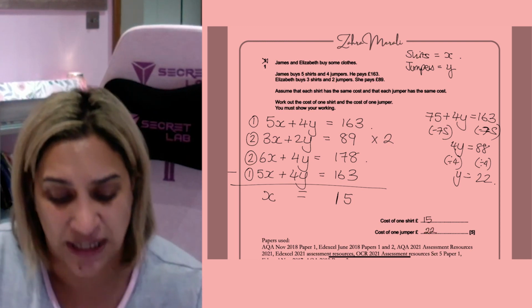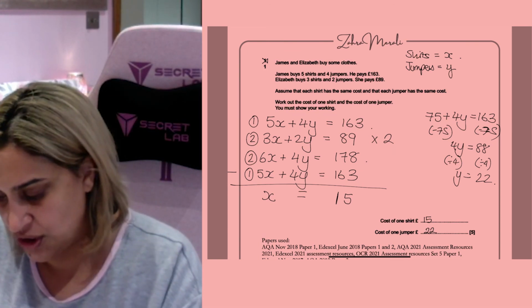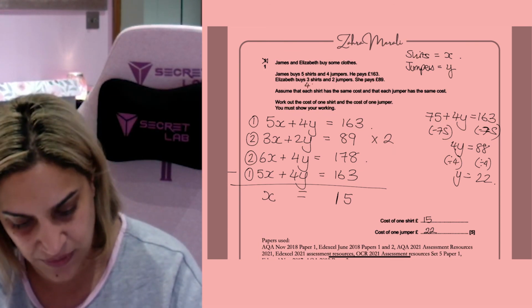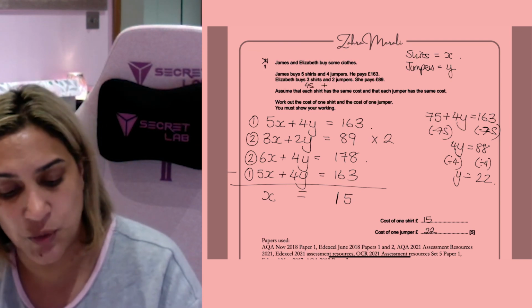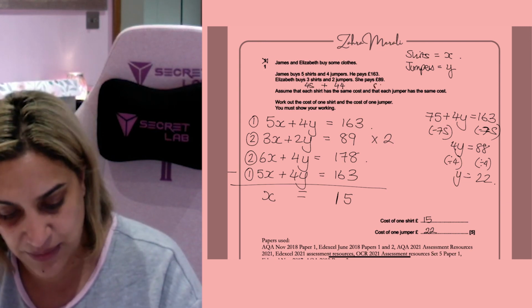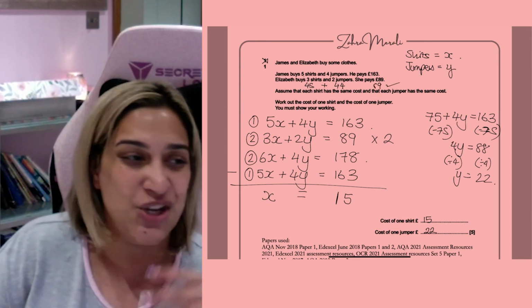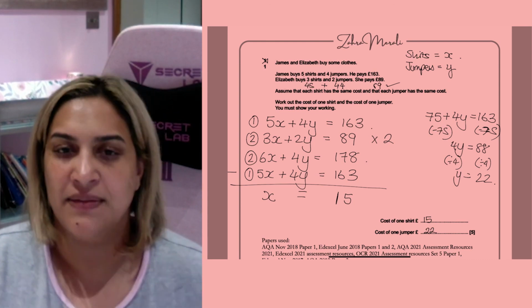And you can double check it. You can say, well, 3 shirts costing £15 each is going to be £45. 2 jumpers at £22 each is going to be £44. If I add up those 2 numbers, does it give me 89? Yes, I know I've done it right. So that check isn't really part of your working. That's more for yourself.